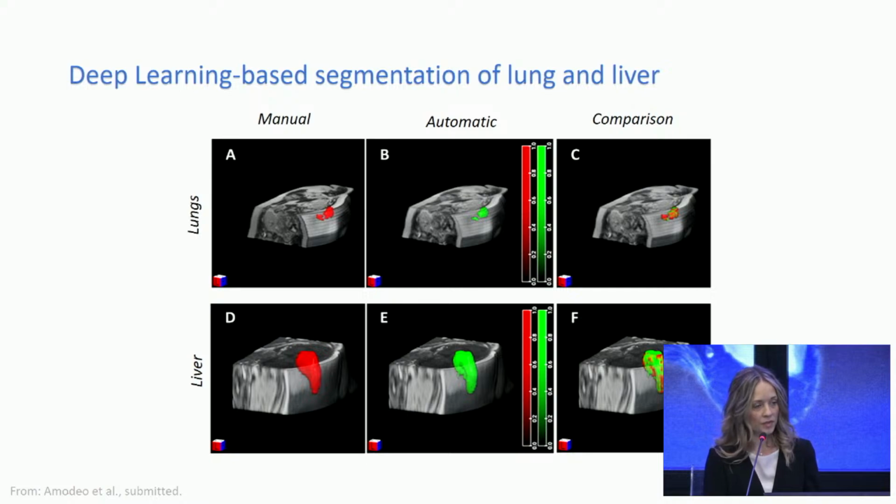Segmentation basically consists in contouring the perimeter of the organ of interest, the lung or the liver, on each MRI slice, and then obtaining a three-dimensional reconstruction of the organ. On the left, in red, you can find an example of classic manual segmentation of the lungs on the top row or the liver in the bottom row. And in green, you find an example of automatic segmentation. And as you can see, we obtained an almost complete correspondence between manual and automatic segmentations, showing that deep learning segmentation is feasible and accurate.